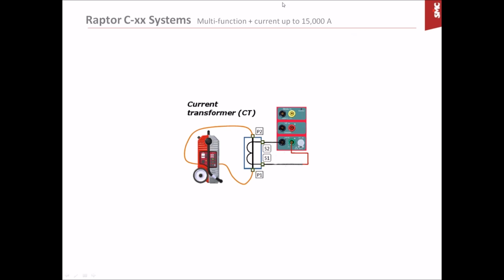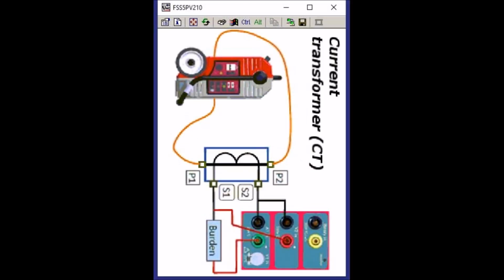Okay, this is a more generic diagram. So it's valid also for the cases where you are connecting a burden, a load, at the output of the transformer, and you also make the voltage connections to evaluate the burden in terms of value and phase angle, so you also get a power factor and so on.